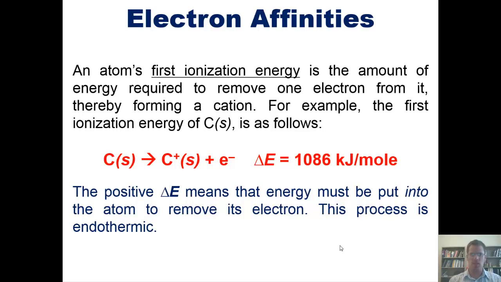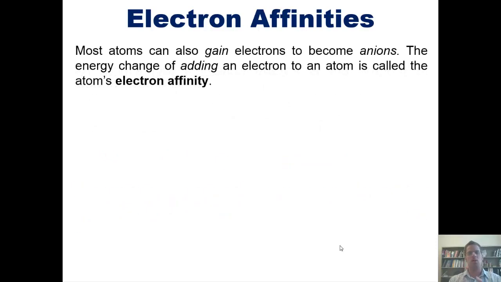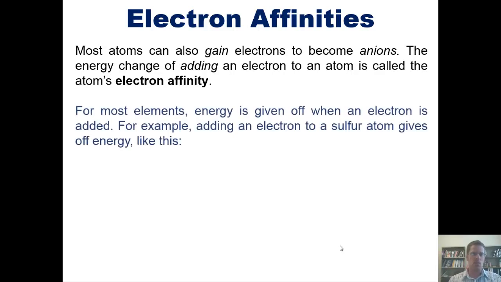Now, in contrast with this example, most atoms can also gain electrons to become anions. The energy change of adding an electron to an atom is called an atom's electron affinity. Remember, affinity is a term that means how much you want something. I have a great affinity for that thing. If you're an element, affinity is a measure of how much you want an electron. So, for most elements, energy is given off when an electron is added.